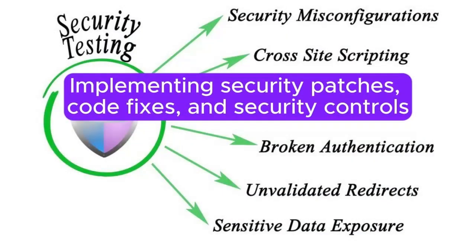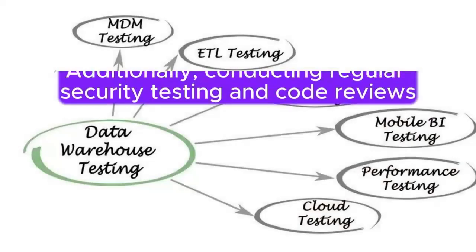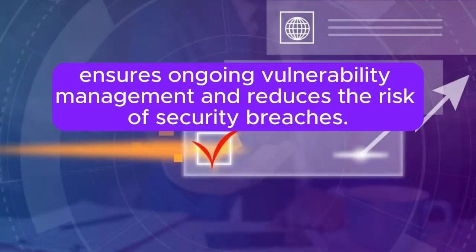Implementing security patches, code fixes, and security controls, such as input validation and output encoding, helps remediate vulnerabilities effectively. Additionally, conducting regular security testing and code reviews ensures ongoing vulnerability management and reduces the risk of security breaches.